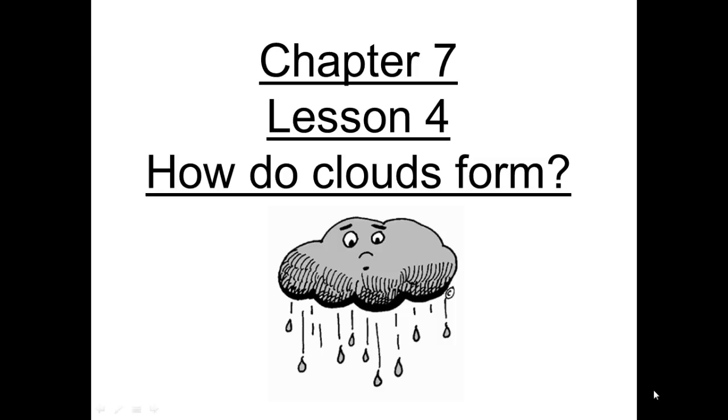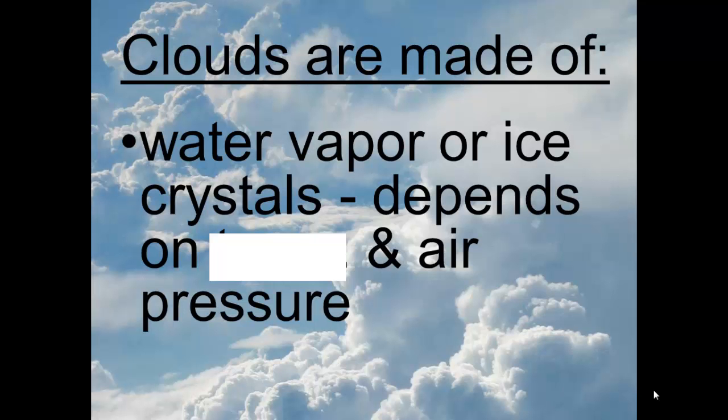In this lesson, the last lesson in our chapter 7, we are going to talk about how clouds form. Clouds have an important part in the water cycle, as you learned from the last video. Clouds bring rain and snow to all parts of the world. Without clouds, rivers and lakes would become dry.